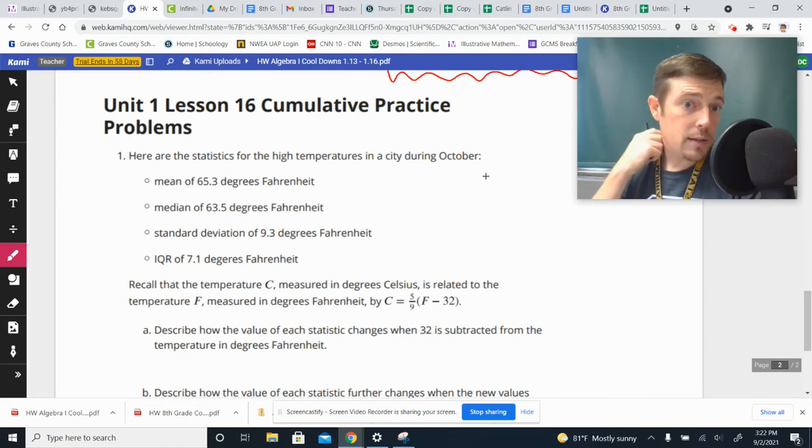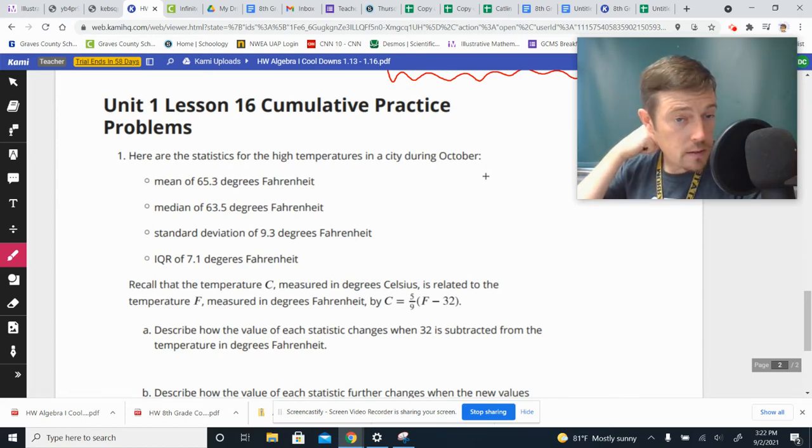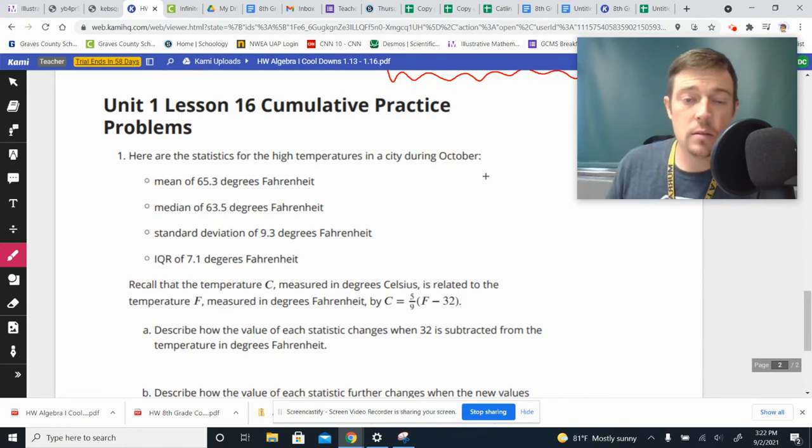Algebra 1, Lesson 16. This is your cool down. This one was pretty intense, and I wanted to go over it with you for sure.